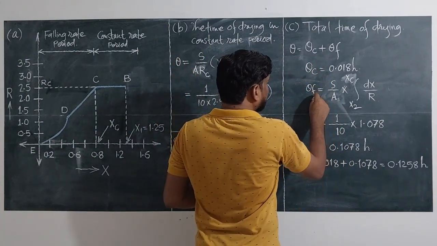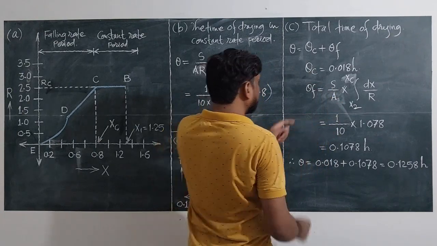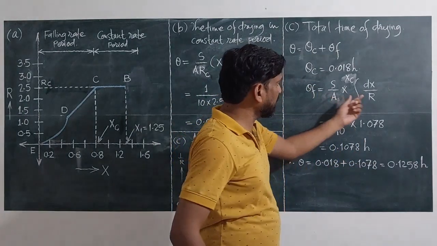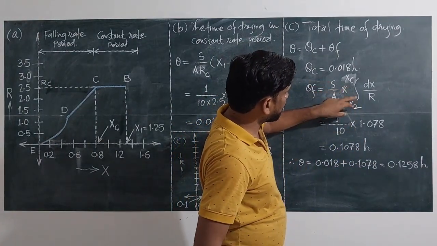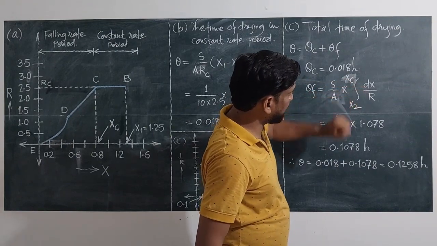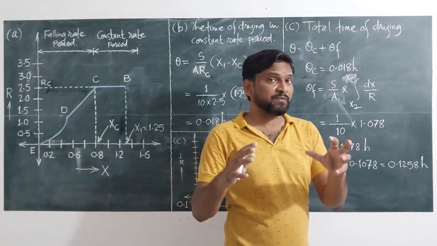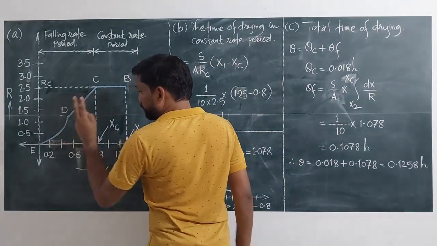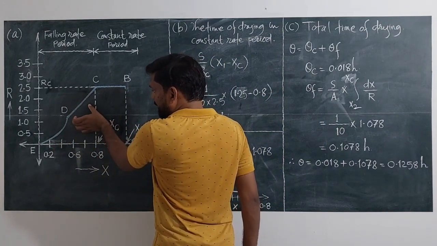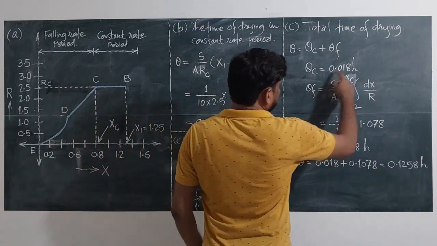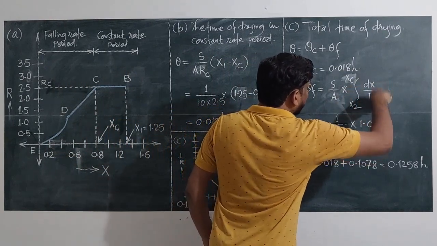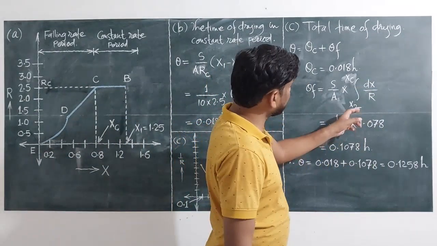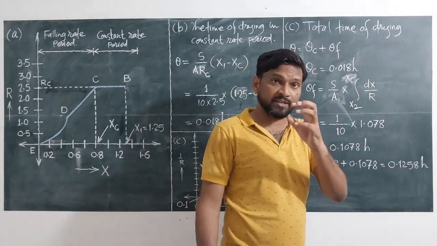Then theta F. F stands for falling rate period, and theta F is the time required for drying over the falling rate period. What is the formula? It's S by A into the integral from x2 to xc of dx by r. Earlier we have studied that if the falling rate period curve consists of two parts, a continuous line and a curve, then the formula would be like this, and the answer to the integral part has to be found by using a curve.